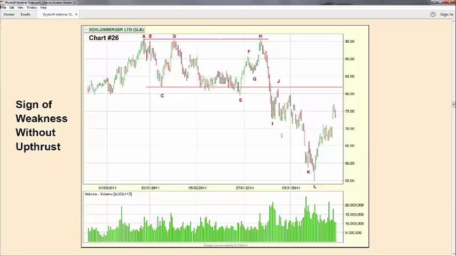It then rallied back to the support at point J, or rallied back to the ice. Here was this last point of supply, and then Schlumberger collapsed and went to the bottom of the pond all the way down to point L. The rally back, I'm sorry.